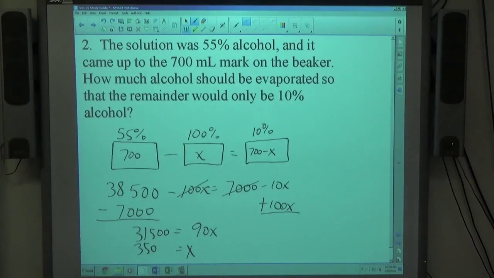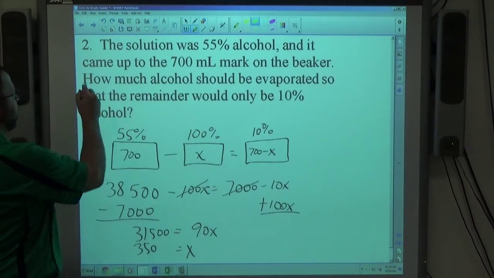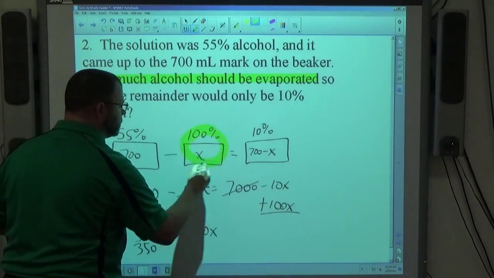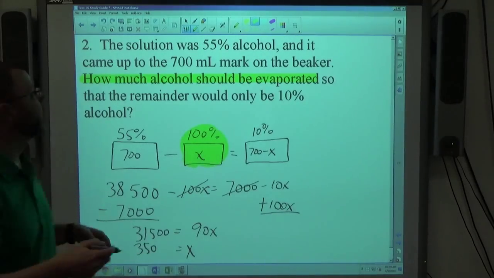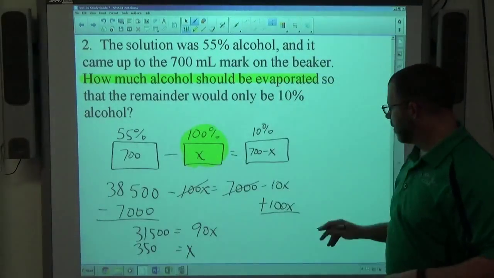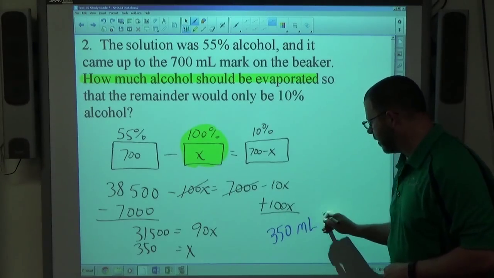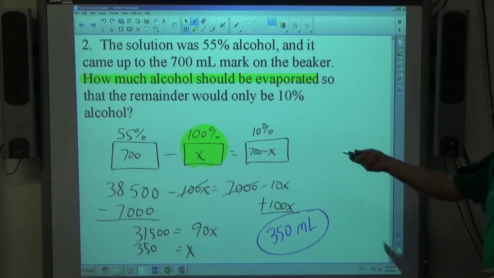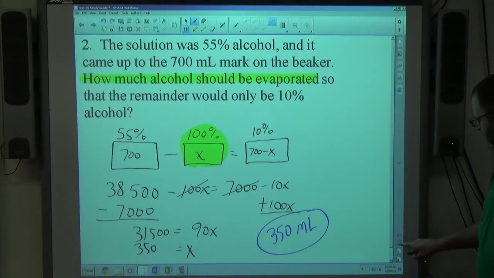Okay, the last thing we need to do is establish what that answer we're looking for is. So if I take a look, it says how much alcohol should be evaporated. What we're evaporating is right here, and we're evaporating X. We got X equals, so that means the answer we found is what we're looking for. So I'm going to say 350 milliliters should be evaporated. They're not asking for the amount left over, they just want to know how much needs to be evaporated. Looking for X, we found X, that's the answer.